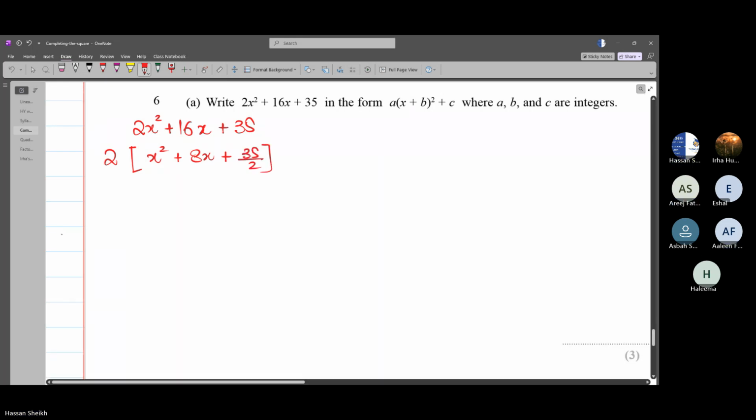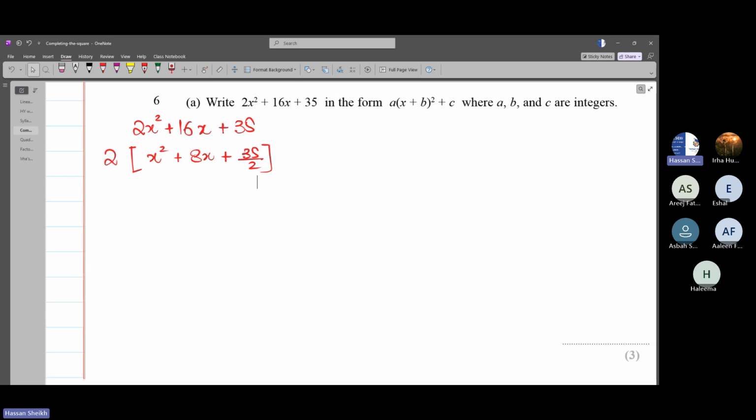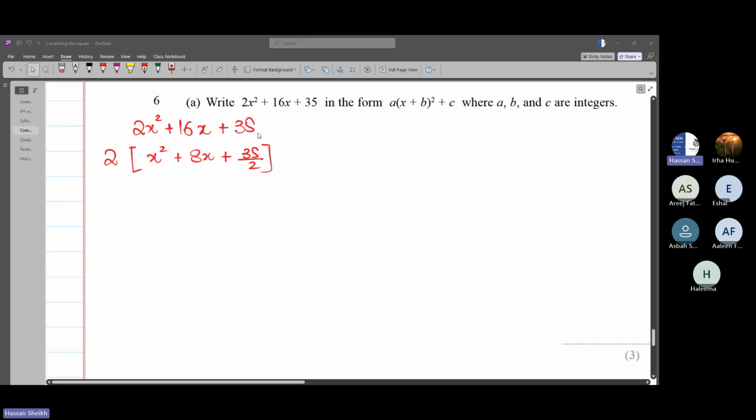Anyone who didn't understand how we took this number common and why it's 35 over 2 or 8x in the bracket, let me know. I'll explain it. Don't hesitate. Halima, you have a doubt? Okay, Halima, check.